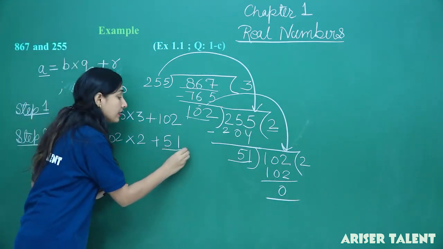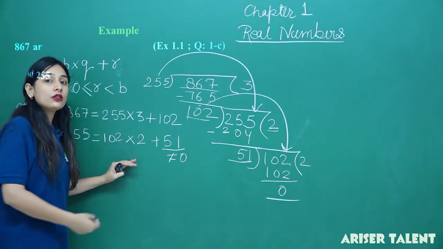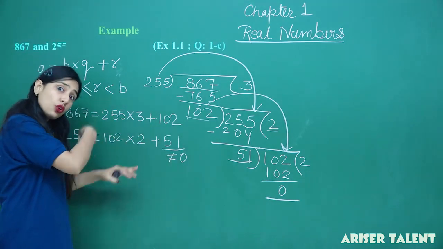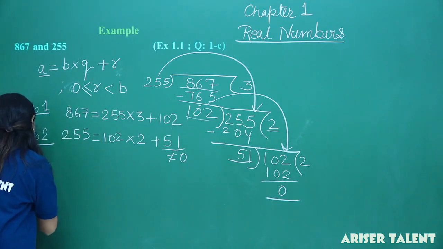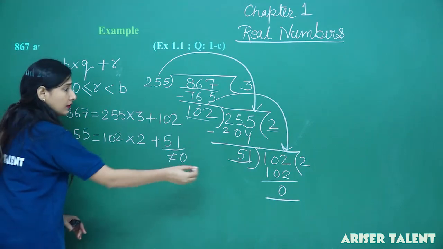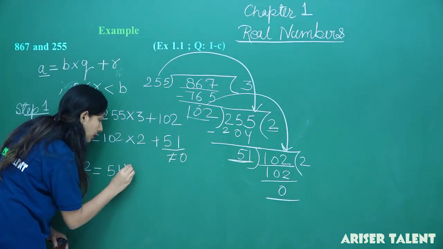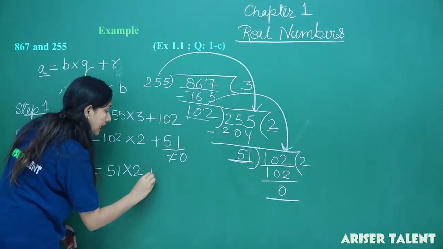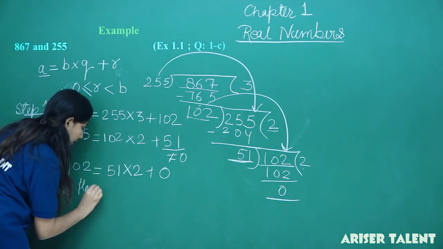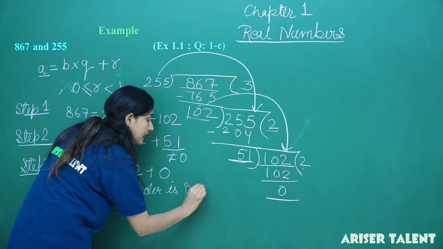Now as the remainder is not equal to 0, we will proceed with this process to step 3. Otherwise we will terminate it here if the remainder is 0, but here the remainder is not 0, so we are going to proceed, right? So step 3, do this question with me. Now step 3 is 102, your dividend here, then 51 divisor, then quotient, and then remainder. So here the remainder is 0 in step 3.